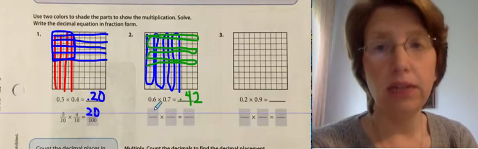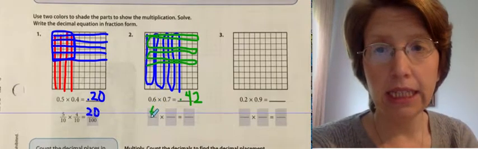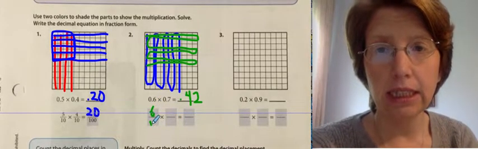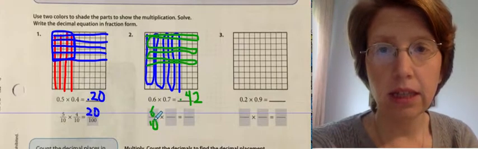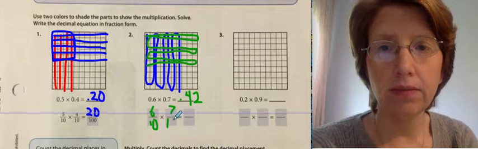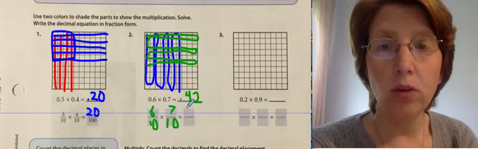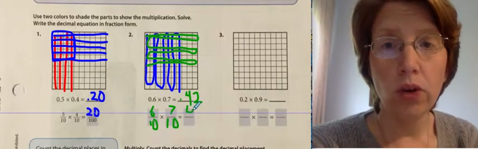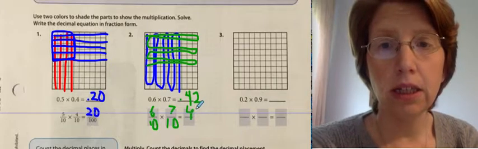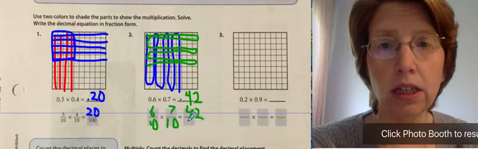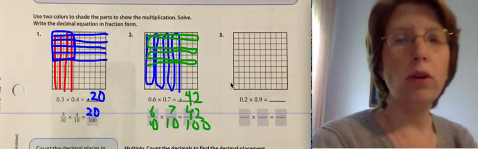Now let's fill in the fractions. So this should be 6 tenths times 7 tenths equals 42 hundredths, because we multiplied straight across, and that's the same as what we got when we did the decimals.